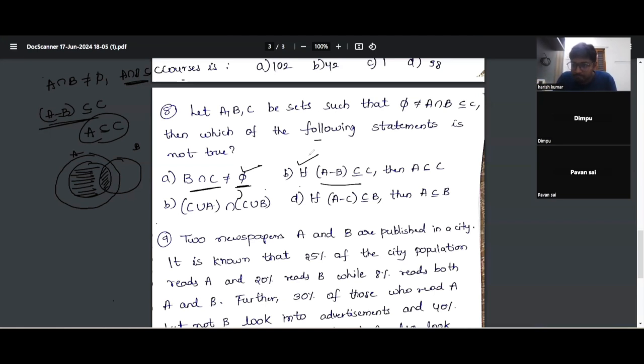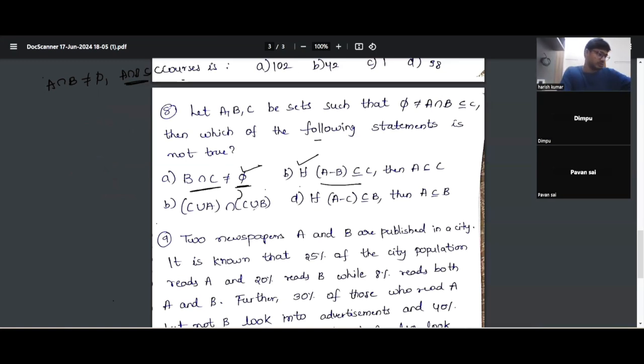Understood, Pawan? Yes, sir. Now the second statement is also true. Let's go to the third statement. Okay, there is some mistake in the sheet. This has to be C union A intersection C union B. Just give me a moment. Yes, a small change. This should be equal to C. We have to say whether this is true or not.